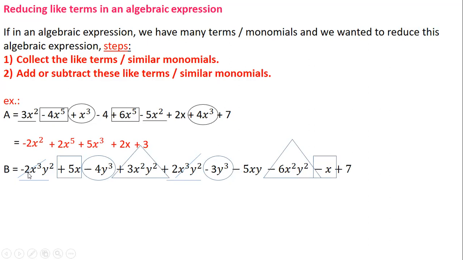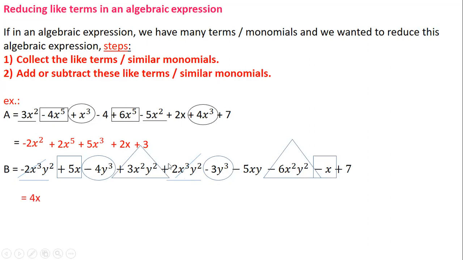We can see that minus 2x cubed y squared and plus 2x cubed y squared are opposites, so we cancel them. Since they are opposite, they give me 0. Plus 5x and minus x: plus 5 minus 1 gives me 4x.